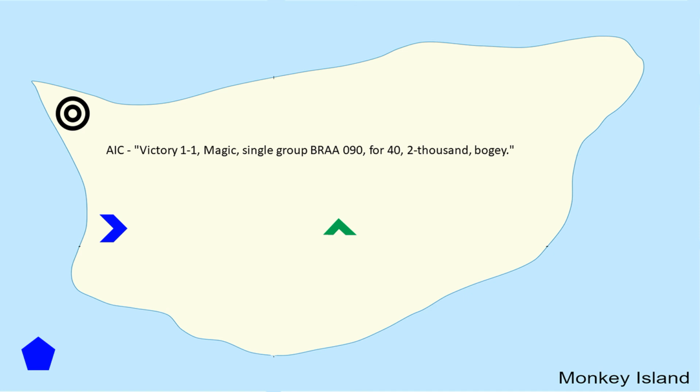And they can reply, "Victory 1-1, Magic, single group, BRA 090 for 42, 2,000, bogey." So they've told you that's a bogey, which means they don't know what it is either. In this scenario, they may ask you to go check it out, to get your camera on it, or to get visual ID with the Mark I eyeball. You might not always get a clear declaration every time, so bear that in mind.